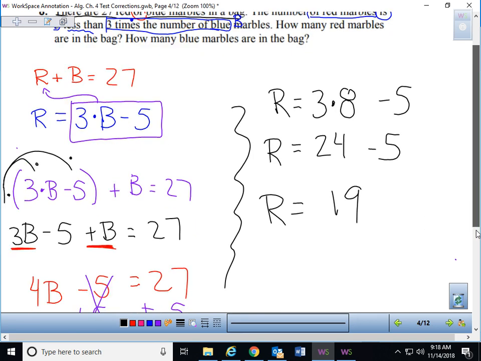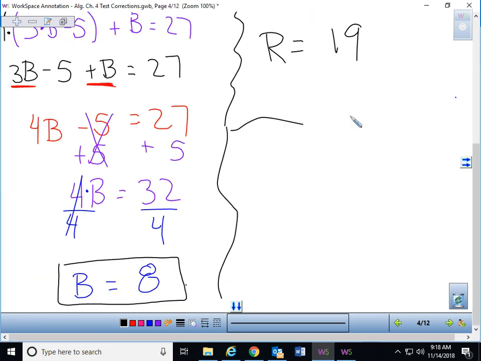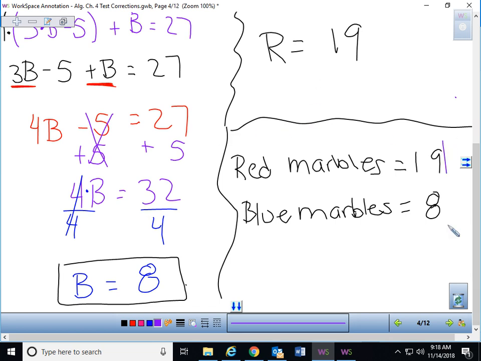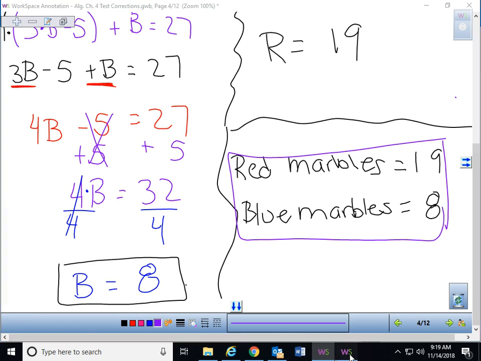So let me just put this together nicely in some words here. Red marbles equals 19, and the blue marbles equals 8. I saw a lot of you get these numbers and then you mixed up your variables. Be very careful. When you name a variable, you have to be consistent in your final answer. But there you go, that is question 8.